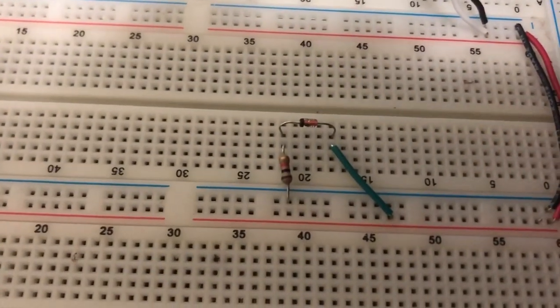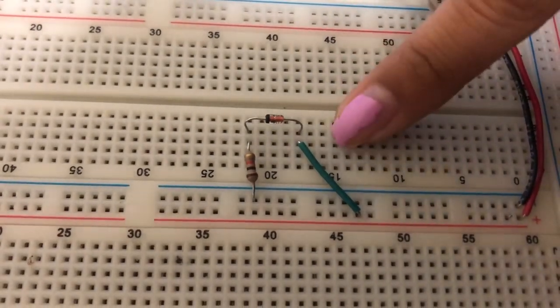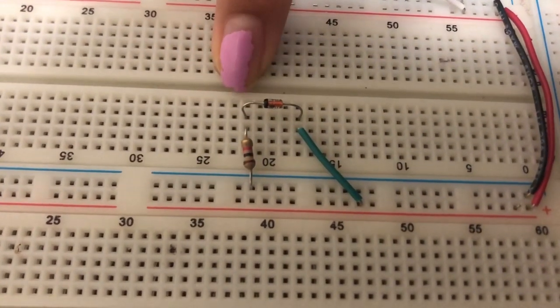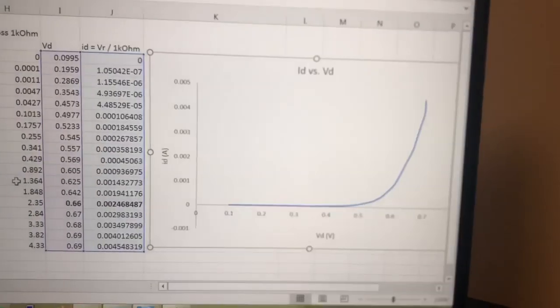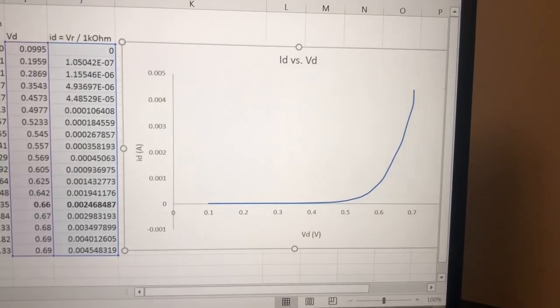So as you can see here, we simply have our DC voltage source coming into the diode, and then here we have the 1K resistor connected at the output of it. And so what we've plotted here is our current across the diode over the voltage drop across the diode.